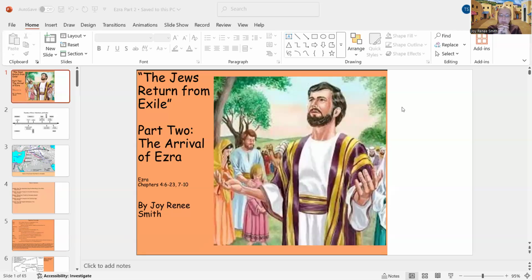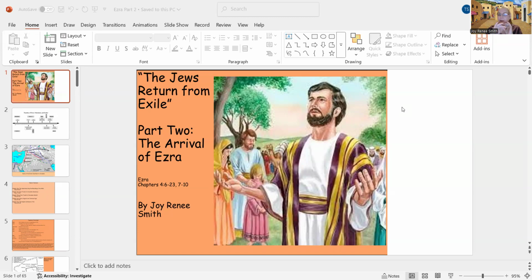Today I'll be working in my workbook called The Jews Return from Exile, Part 2, which is the arrival of Ezra. This is the second book in Ezra. Ezra is a difficult book to study and to teach because it's written like an accountant or a bookkeeper instead of a true writer. So it's a very difficult book to teach.